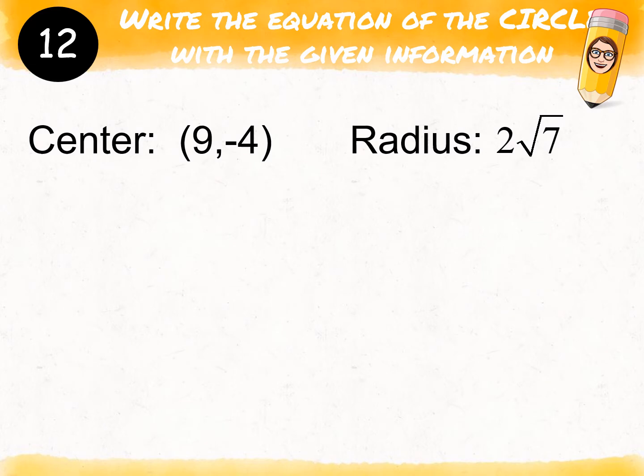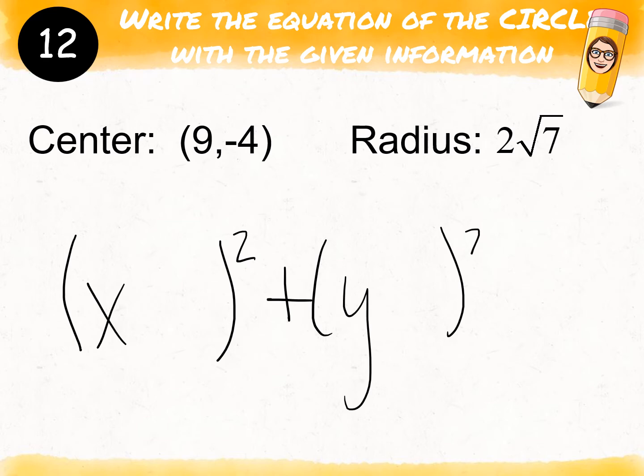Let's talk about writing from information. Let's set it up first. It's going to be (x) quantity squared plus (y) quantity squared equals, and remember this is going to be radius squared. If my x is positive 9, I write minus 9. If my y is minus 4, I write positive 4. And let's talk about this radius squared.